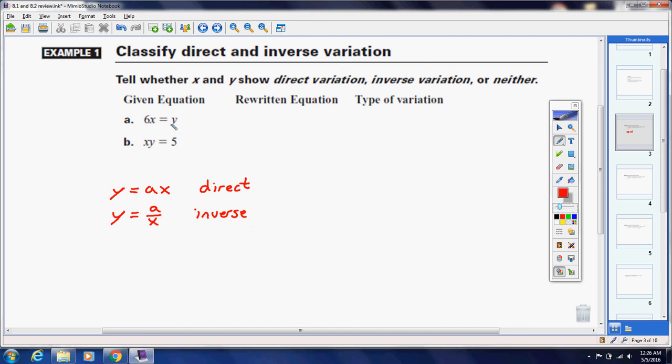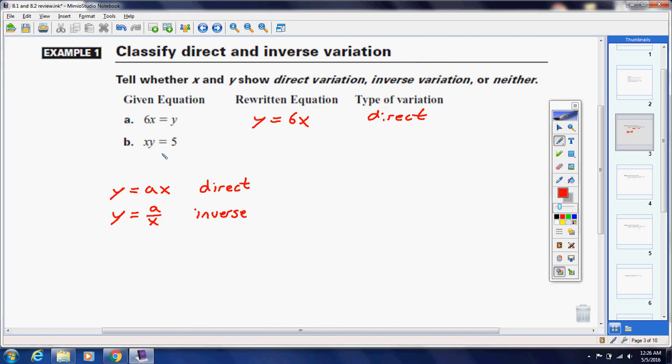Well, let's take a look at these up here. If you notice, this is exactly in our direct variation form. It's just the y's on the other side of the equation. We can just switch that right around. This is y equals 6x. So this is direct variation here.